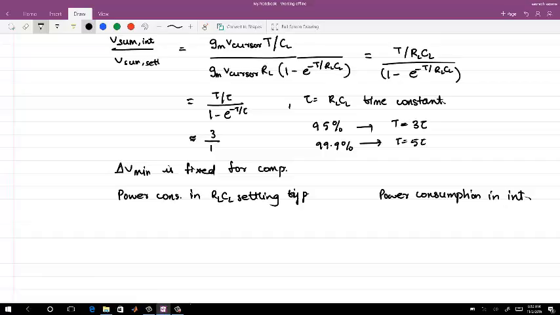Why should I keep the same I naught, if the requirement is on the input to the comparator? I want to keep the input to the comparator the same, and I have two different topologies, so I can vary the current. The bit period is the same. In a very rough estimate, power consumption in RLCL settling type will be 3 times larger than the power consumption in an integrating type.